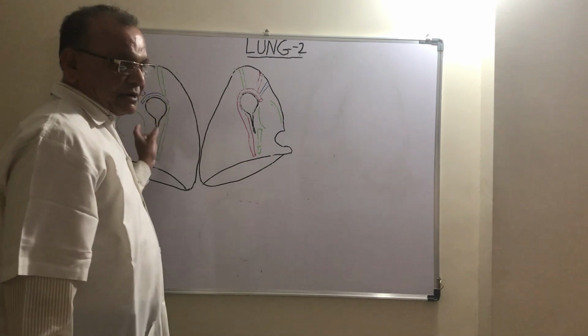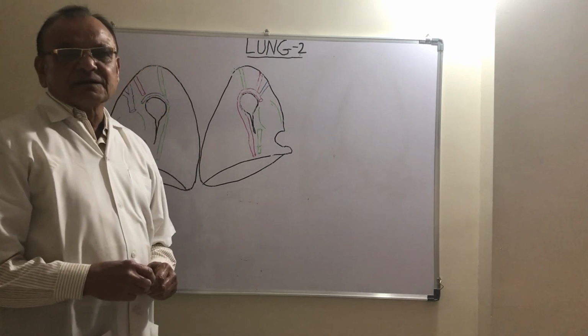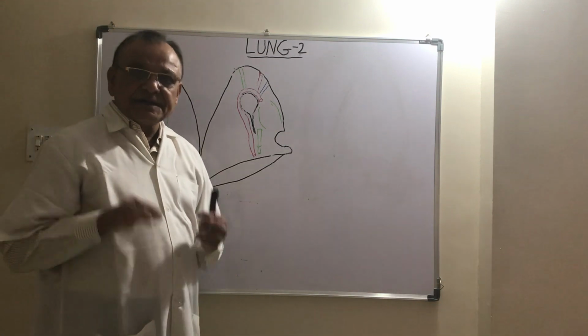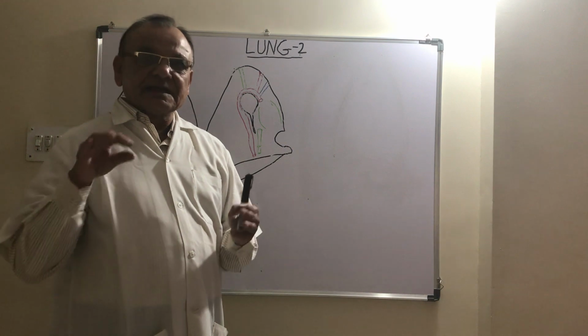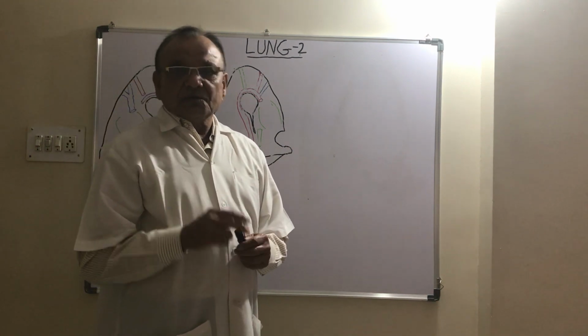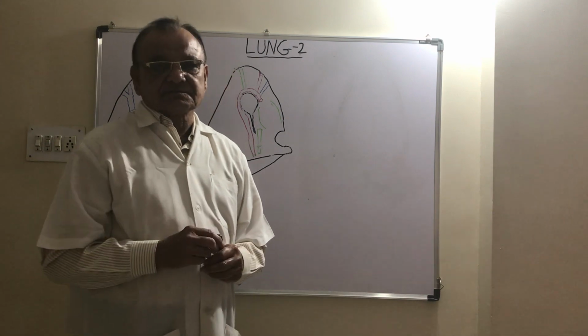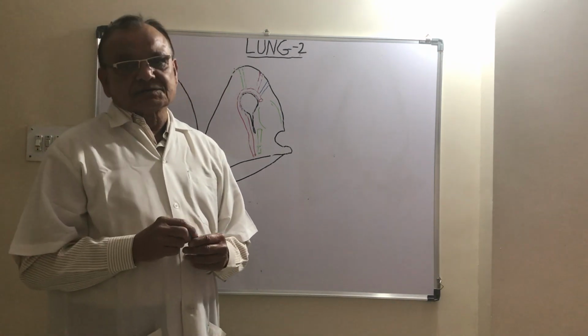Now we come to the hilus. The hilus is a depression, and through the hilus, structures either enter or leave the lung. Either they enter inside the lung or they come out from the lung. Which structures pass through the hilus? First structure is the bronchus.